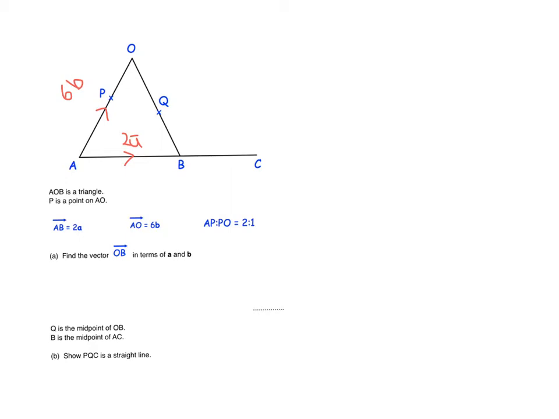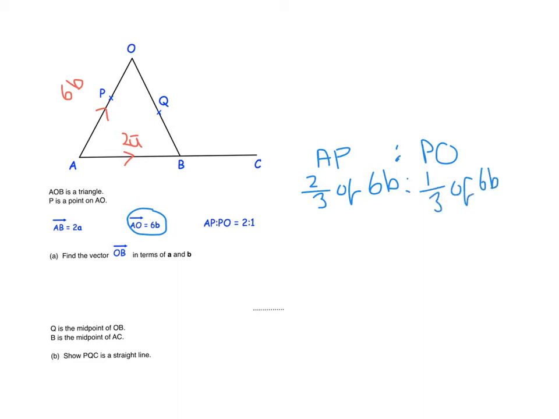I'm going to turn these into fractions. So AP is 2/3 of the whole of AO, which we've already worked out is 6b. And PO is 1/3 of the 6b. So 2/3 of 6b would be 4b. And 1/3 of 6b would be 2b.